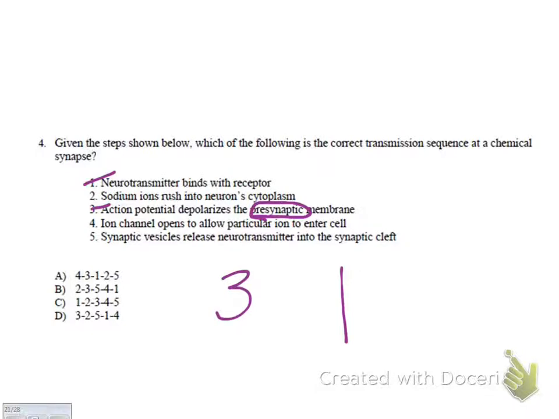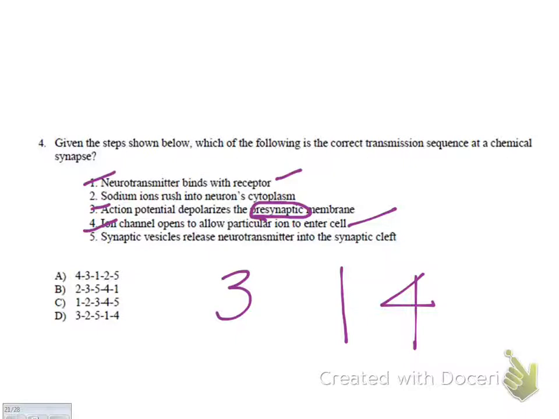Okay, well, number 2 says sodium ions rush into the neuron cytoplasm. We don't really know if that's going to be the presynaptic, because if it's presynaptic, it'd go over here, right here. And if it's postsynaptic, it would go after the neurotransmitter binds. So you can't really tell. 4 says ion channel opens. So that would be after 1, right? So the neurotransmitter would bind, and then the channel would open.